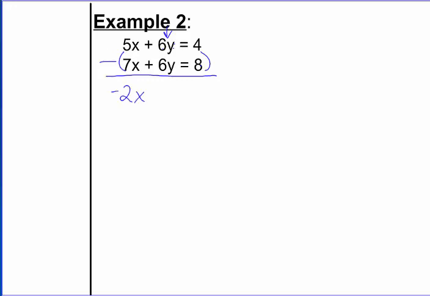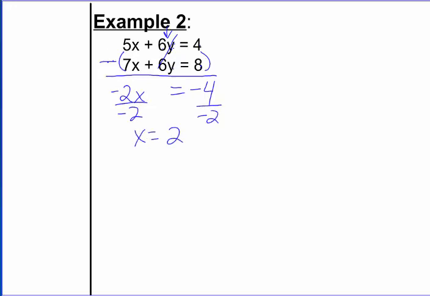And be extra careful with your positives and negatives. Students leave those off a lot, and it will make a mess of the rest of the problem. So don't forget those positives and negatives. So we have 6y minus 6y, so that's now 0, equals 4 minus 8. So that's negative 4. Don't forget you're also subtracting that last value. Now we have x left, so solve for x. You get x is equal to 2.